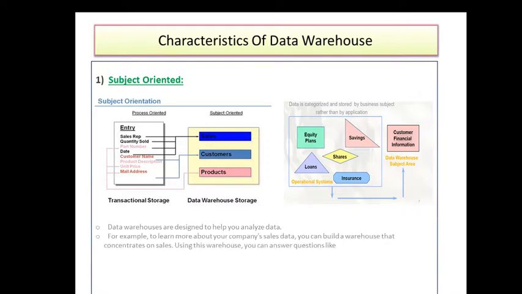For an example, to learn more about your company's sales data, we need to build a data warehouse which is more focused towards your sales information, so that by using that data warehouse you should be able to answer all the questions related to the sales. For an example, which is the best branch for Pulsar 180 last year? So who sold the maximum number of Pulsar 180 bikes last year? Which is that branch?